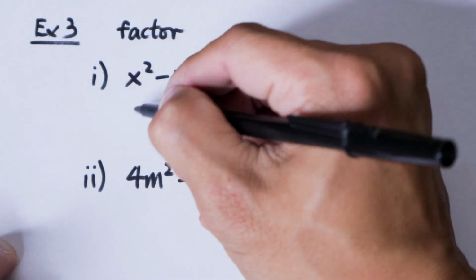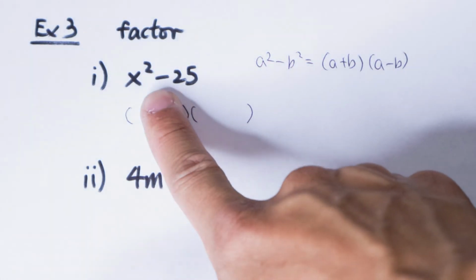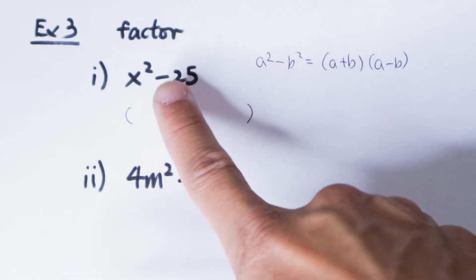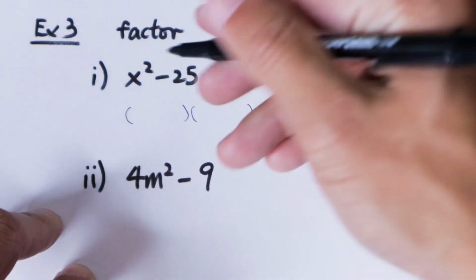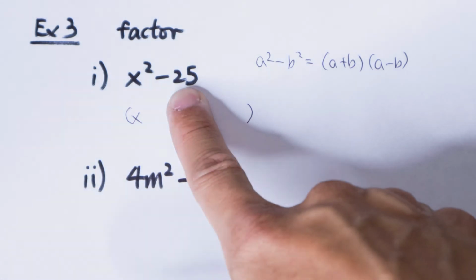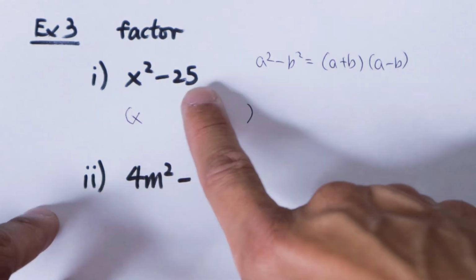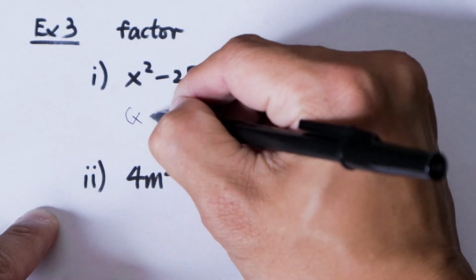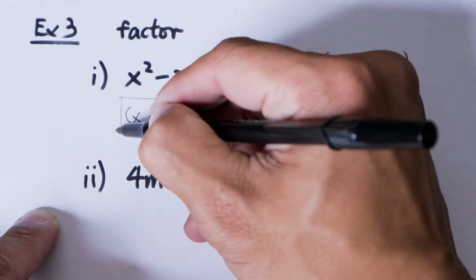Well, that means you're going to have 2 parentheses. First of all, I have to check that the binomial has a minus sign, which matches this formula. There's a minus sign. Well, if it's x squared, you're going to split the x squared into each parentheses, which is x and x. And 25, you're going to find two numbers that are the same that multiply to get 25, which is going to be 5 and 5. And all you have to do is to put 1 plus, 1 minus in each of the parentheses. And then that's your final answer.